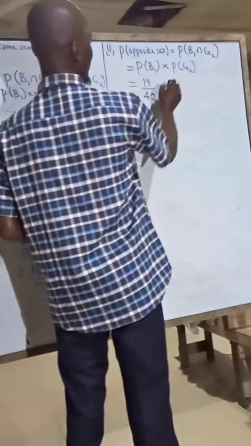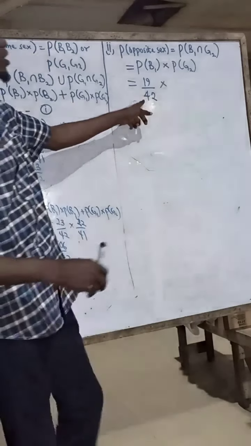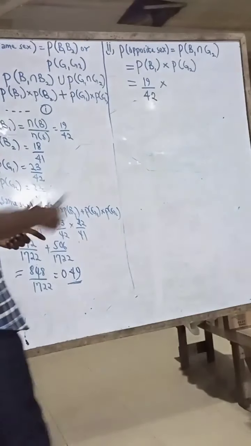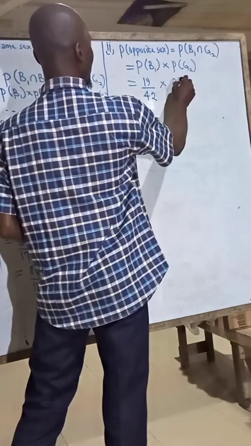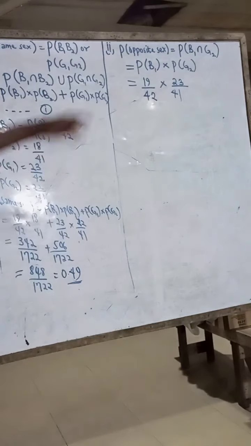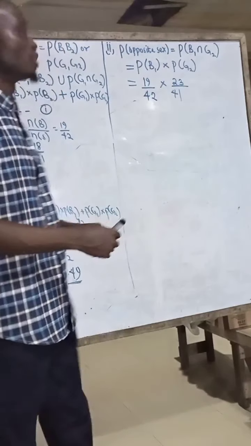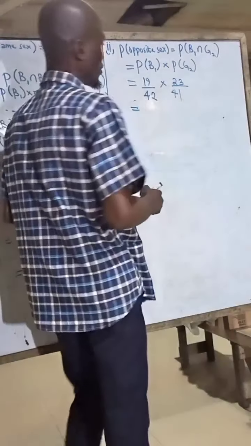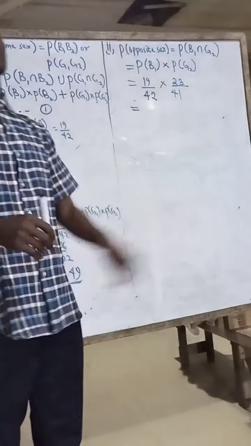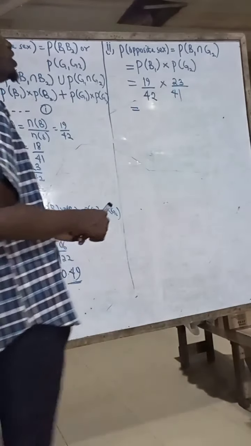19 all over 42 times probability of girl choosing second. Note that the total number of students will reduce by 1, while the total number of girls still remains the same. That's 23 all over 41. Since the number of students has reduced, since you have picked 1 from here, the total number of students will have reduced. So we are considering this reduction because the selection is without replacement. If it is with replacement, the total number will still remain the same.